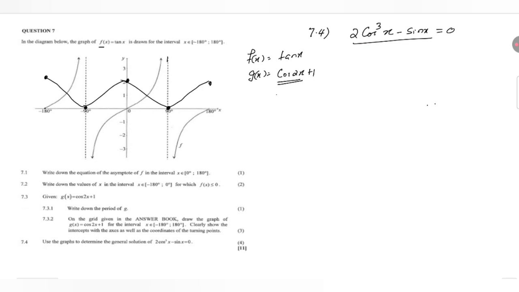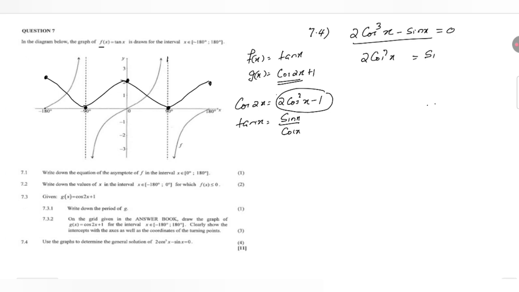Because there is a double angle formula, I can see 2 cos square. What is cos 2x? One of them is 2 cos square x minus 1. Then what is tan x? Tan x is sin x over cos x. The reason why I wrote those three is that I can see 2 cos square x. This cos cube, I can do something. I will show you that one. What I am going to do is 2 cos cube x is equal to sin x.